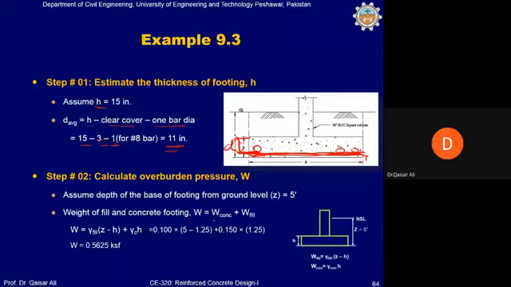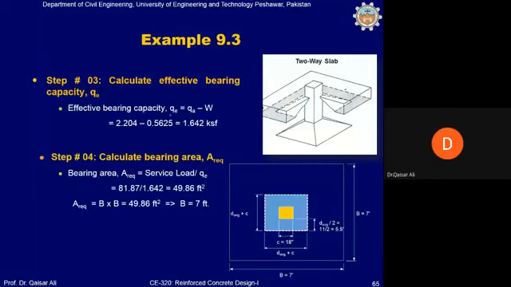W is equal to W concrete plus W fill. It will be gamma fill into Z minus H plus gamma CH. According to this, it will be 0.5625. We will calculate then QE like this, and the area required is then service load divided by QE, which comes out to 49.86. We assume a 7 by 7 feet square footing.